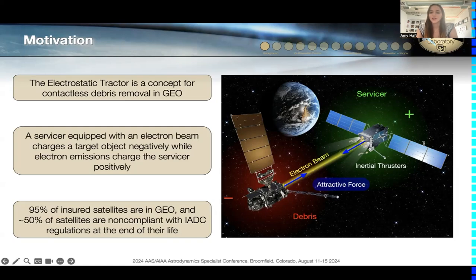In addition, contactless debris removal is essential for geodebris because defunct spacecraft have been observed to tumble at rates on the order of tens of degrees per second. Finally, the typically low density of the plasma environments prevents Debye shielding that would prevent the electrostatic force from being felt over suitable distances.